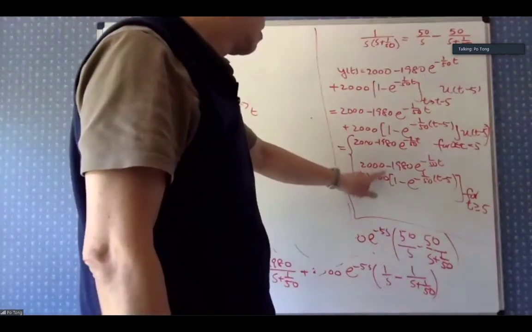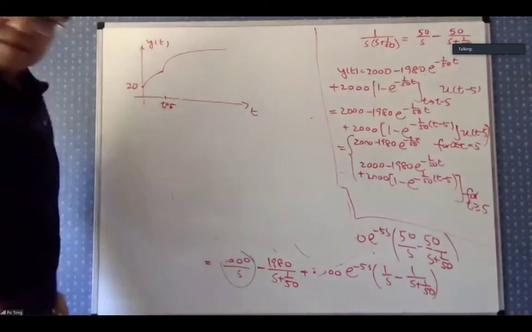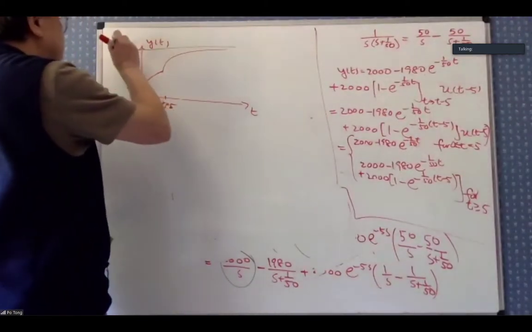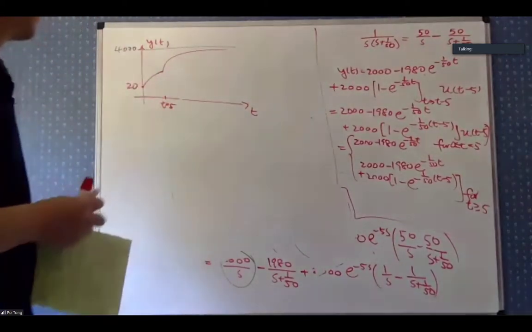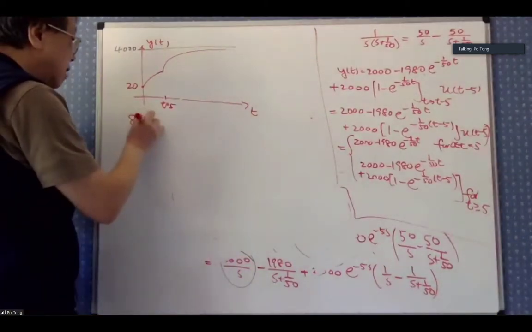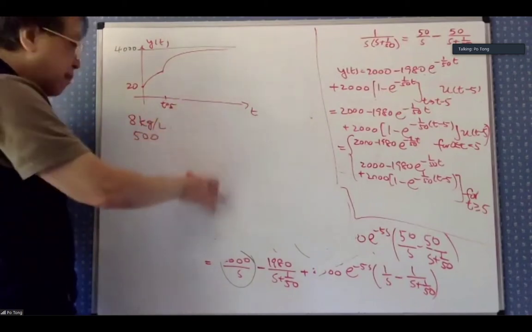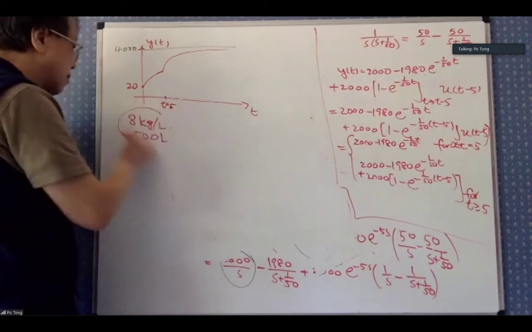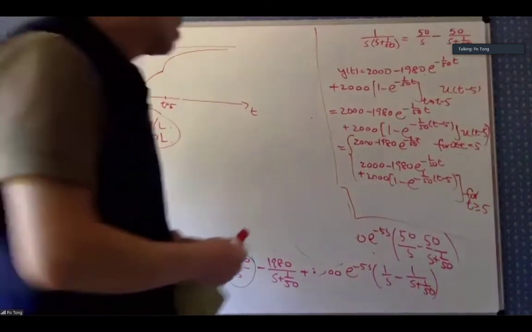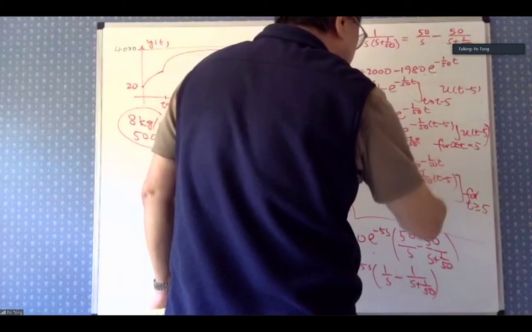It's 4,000. As t goes to infinity, this will become 4,000. We have this line here. This is 4,000, which corresponds to the 8 kilogram per liter, and the original capacity of the tank is 500 liter. It's the product of these two numbers, which gets reflected in here as t goes to infinity. Okay, this is 0 and this is 0.